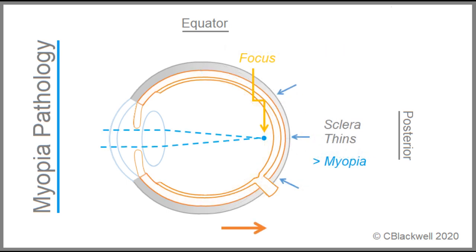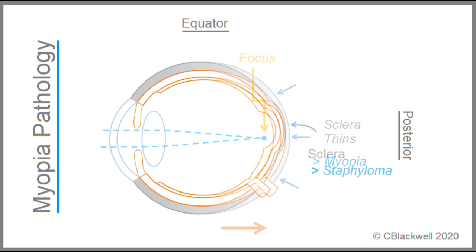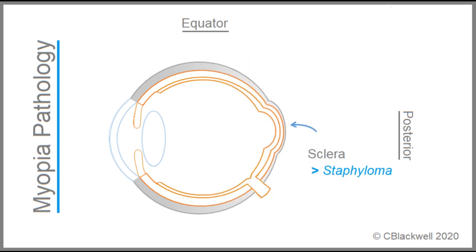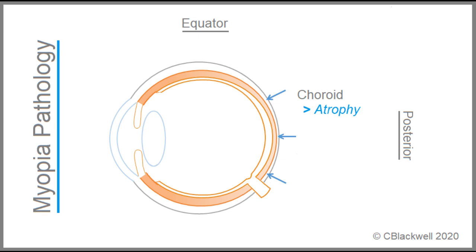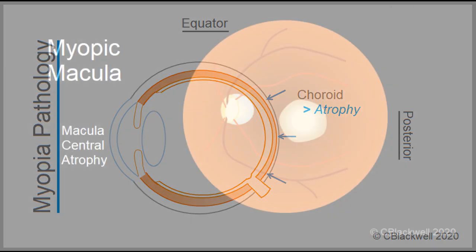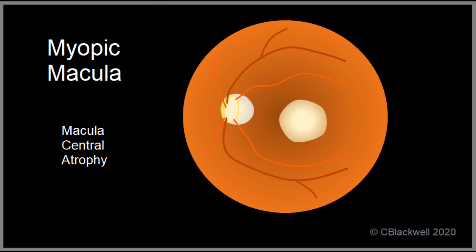First, the elongated eyeball results in refractive myopia. Second, the thinned, weakened sclera is also vulnerable to local bulging, called a staphyloma. Likewise, the choroid becomes thinner toward the back of the eye. This is associated with atrophy, part of myopic macular degeneration, here represented by a pale area in the central retina.